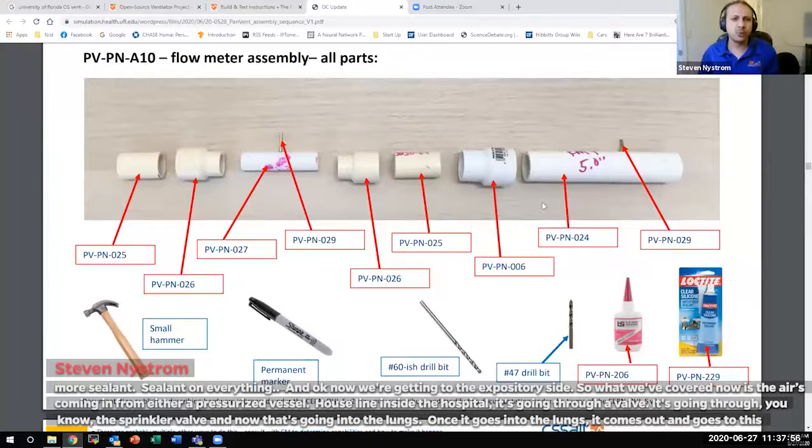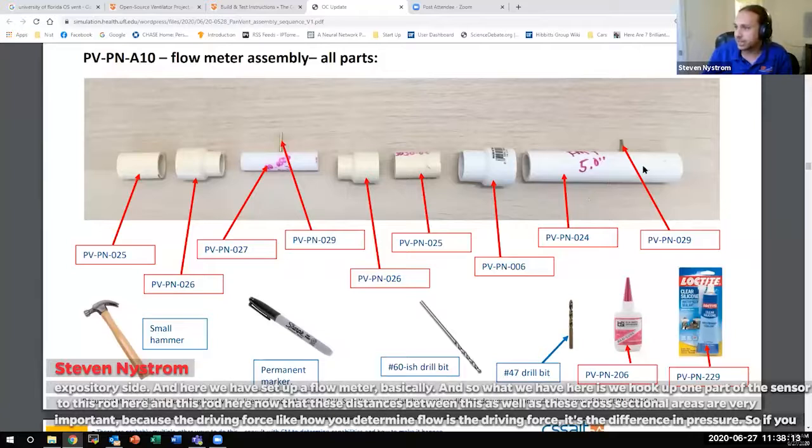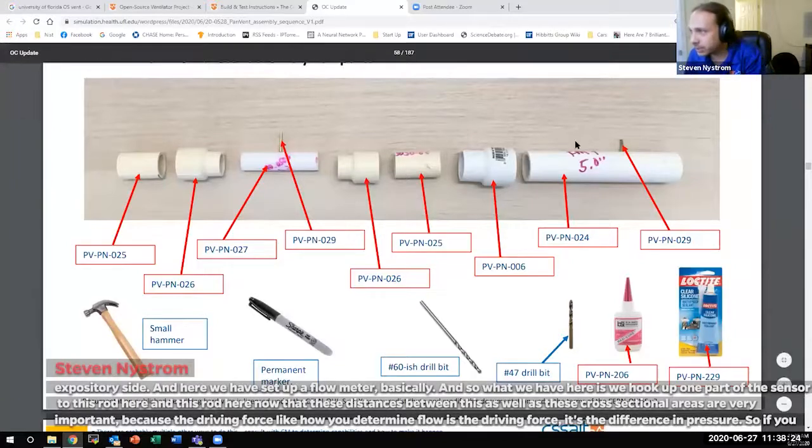So what we've covered now is the air's coming in from either a pressurized vessel or the house line inside the hospital. It's going through a valve, you know, the sprinkler valve, and now that's going into the lungs. Once it goes into the lungs, it comes out and goes through this expiratory side. And here we have set up a flow meter, basically. And so what we have here is we hook up one part of a sensor to this rod here and this rod here.